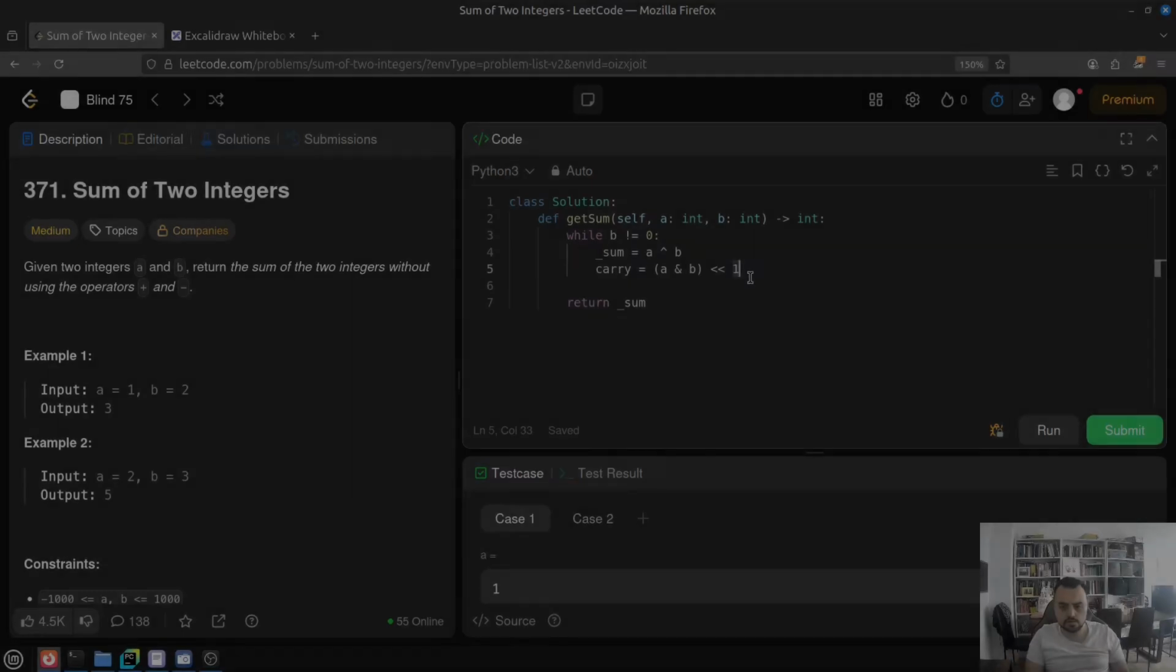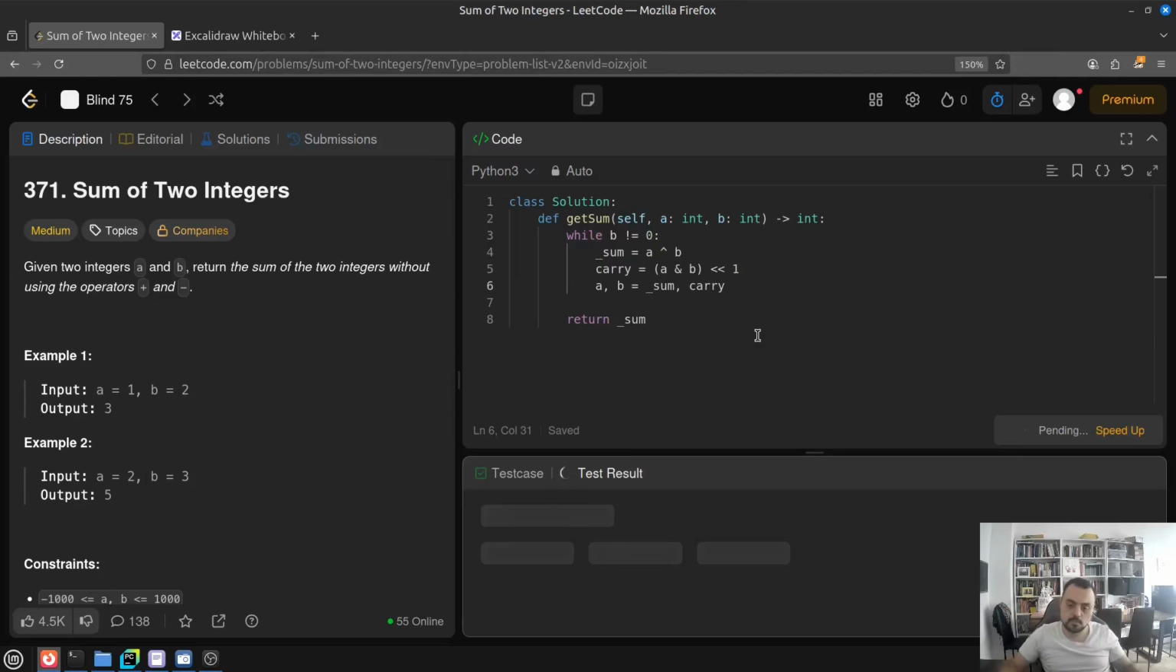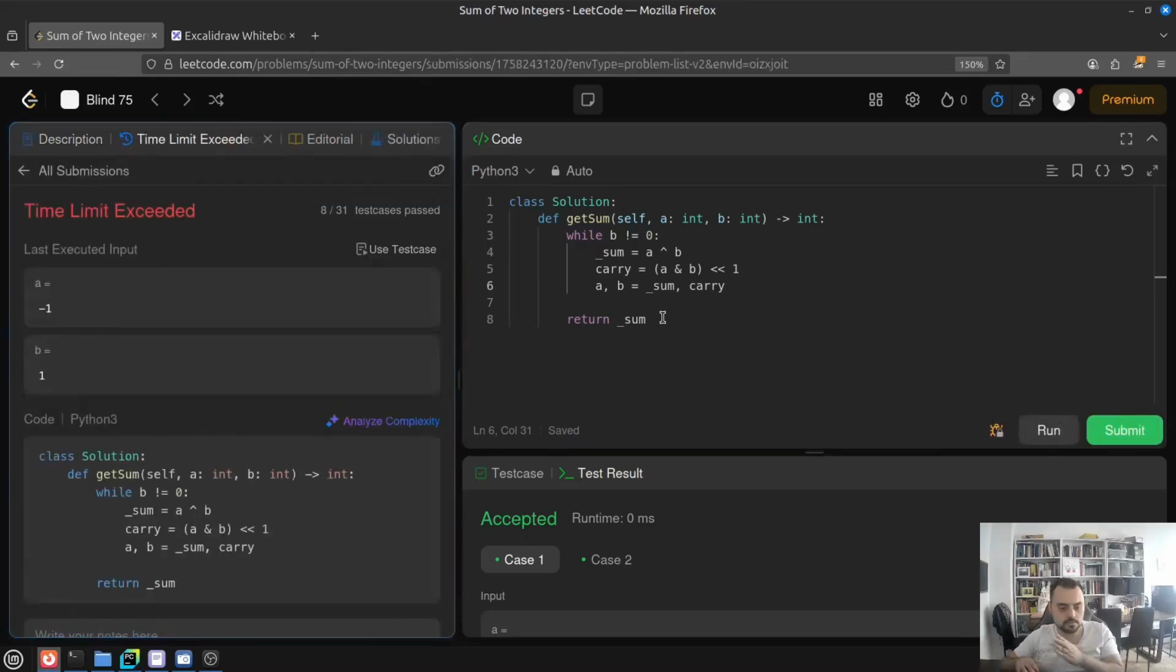And I forgot this swap. So a and b equals sum and carry. And the first two cases work okay. And we exceeded the time limit for some cases and got just 8 out of 31 cases for it. Okay, so the next thing that we have to deal with are those overflows.